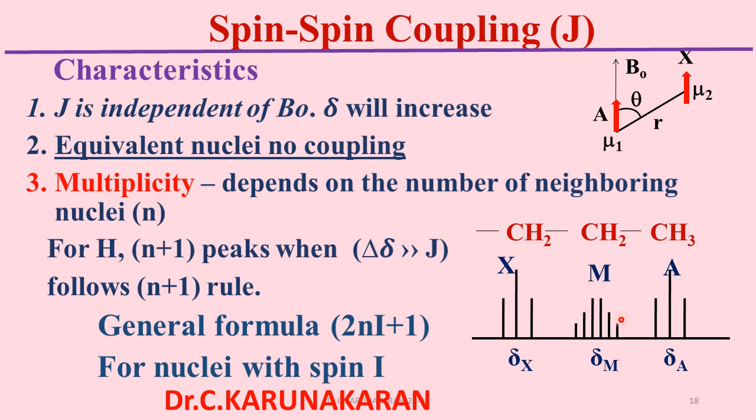What is the multiplicity of this proton? Triplet. The multiplicity of this M-type CH2 proton is a sextet because of the n plus 1 rule, 5 plus 1.